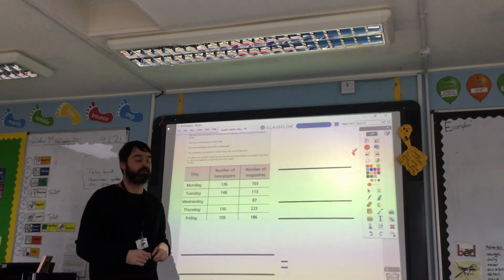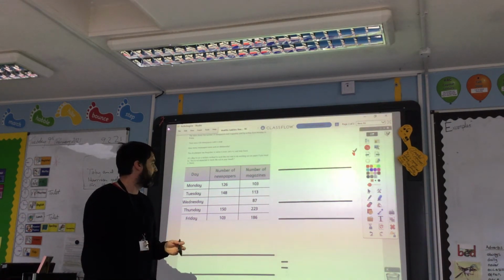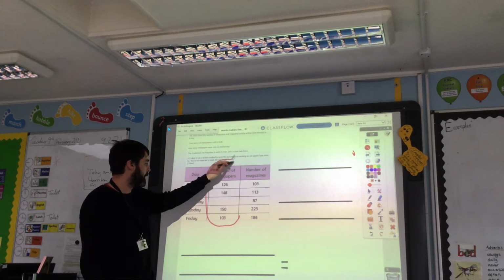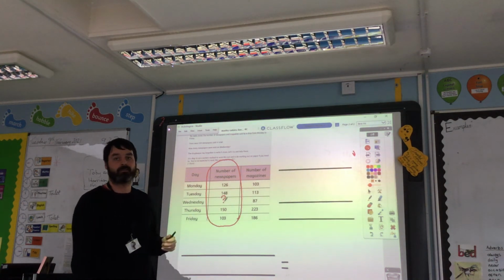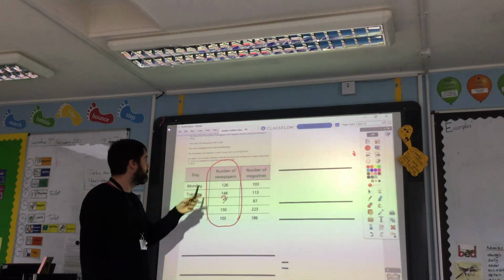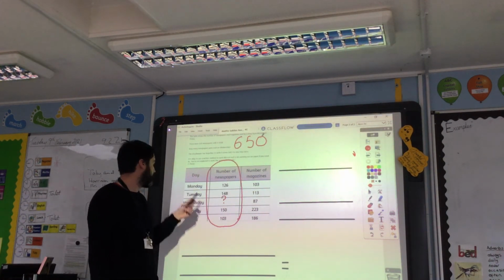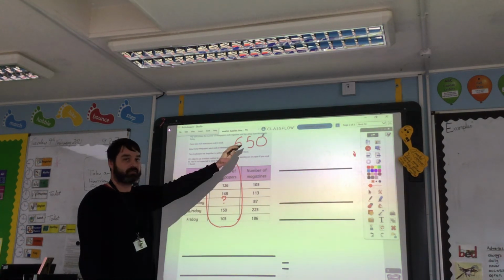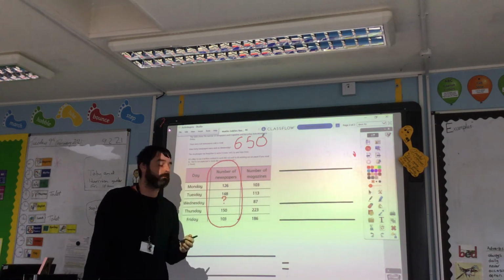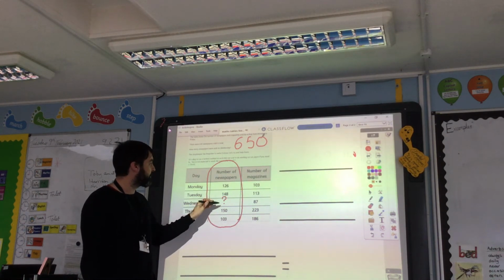Okay, so this question. There were 650 newspapers sold in total. How many newspapers were sold on a Wednesday? So we're dealing with the newspaper part of this question, but we don't know how many were sold on Wednesday. No one's written it down. But we do know there are 650 altogether. So Monday plus Tuesday plus Wednesday plus Thursday plus Friday will equal 650. So what we need to do is add together the numbers we do know and then see if we can take that away from 650 to give us our missing day.